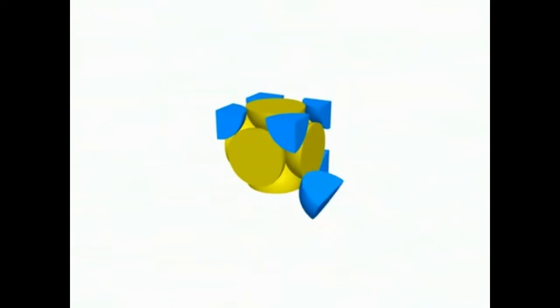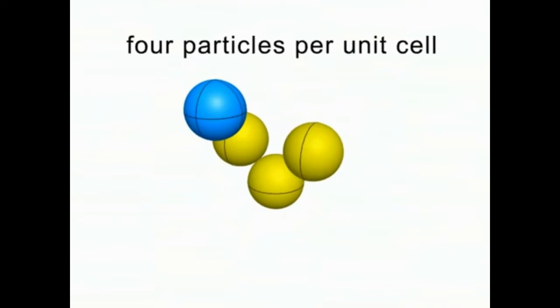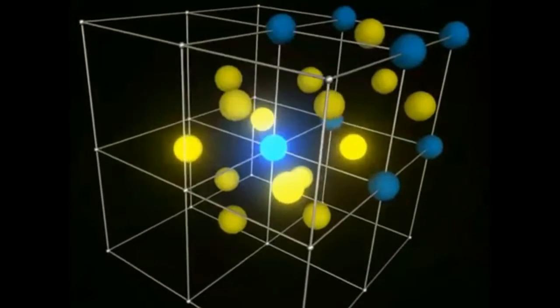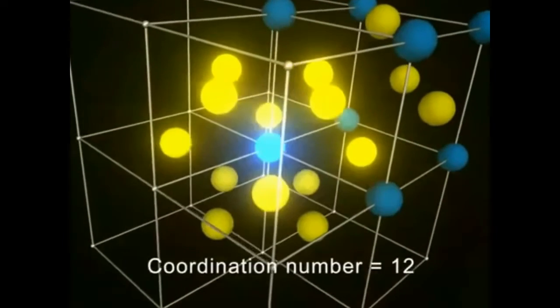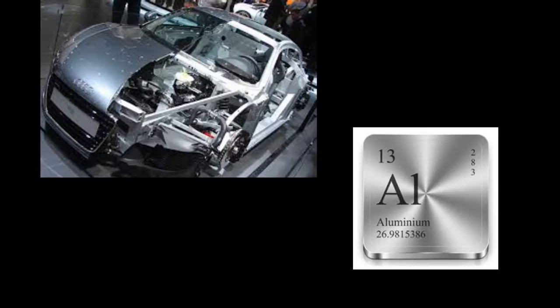Due to the sharing of atoms, 1/8 of 8 corner atoms and half of 6 face-centered atoms add up to 4 atoms per unit cell. The coordination number is 12 and the packing efficiency is 74%. Some elements that follow this structure are helium, neon, aluminium, calcium and so on.